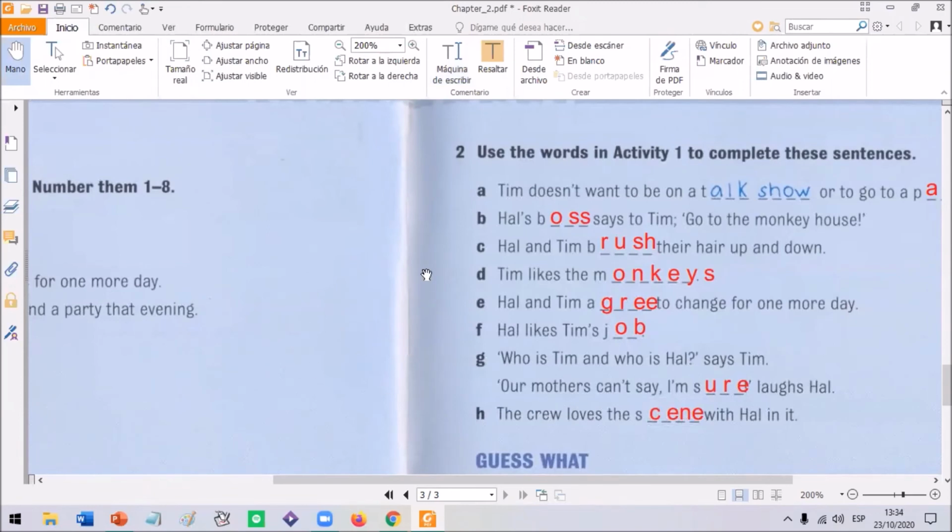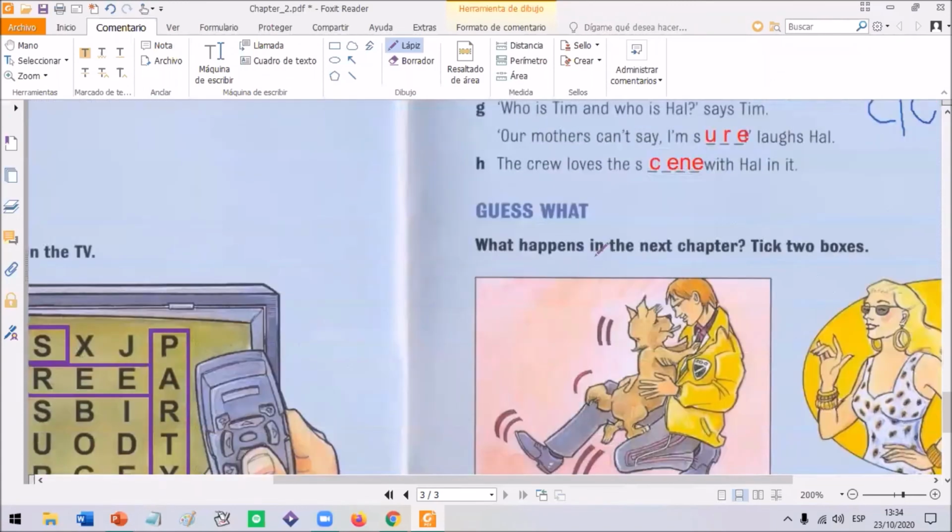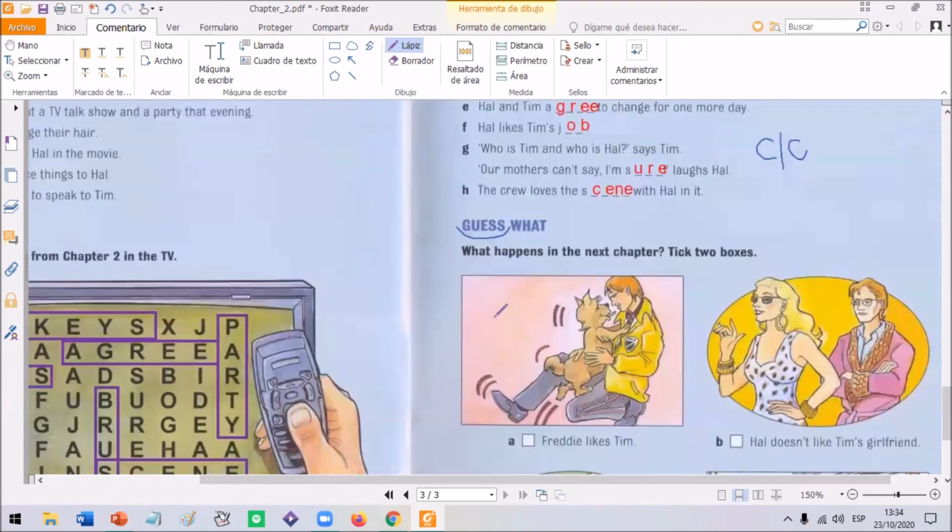Okay, so now we are ready. Again, with your green pen, you can write corrected in class. The next activity is about the next chapter. You have to guess. Recuerden que acá tienen que tratar de adivinar lo que va a suceder.